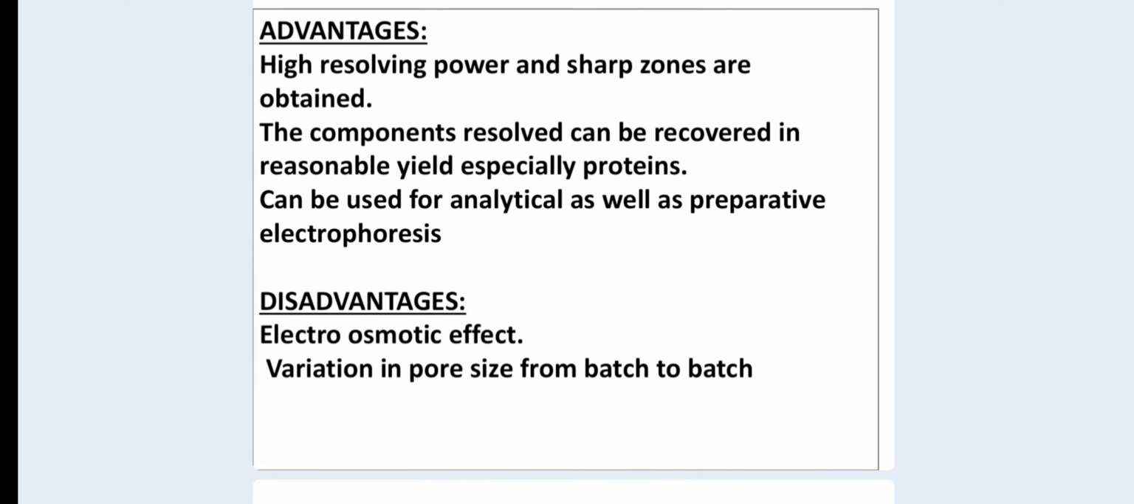Then what are the advantages of starch gel electrophoresis? These include high resolving power, and sharp zones are obtained. The components resolved can be recovered in reasonable yield, especially proteins. It can be used for analytical as well as preparative electrophoresis. Next are the disadvantages of starch gel electrophoresis. Like agarose gel, here also the electroosmotic effect is very high. Also there is variation in pore size from batch to batch.